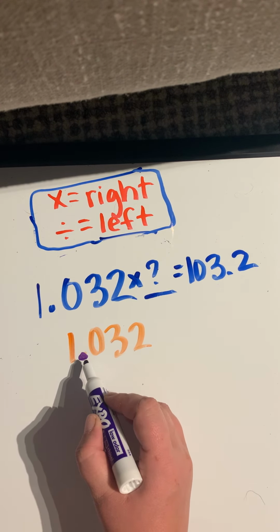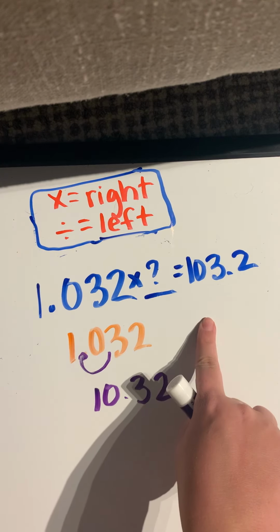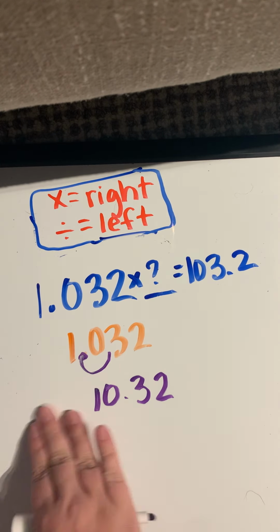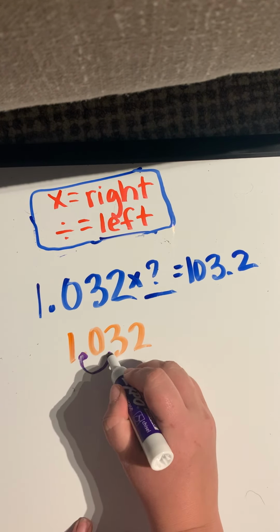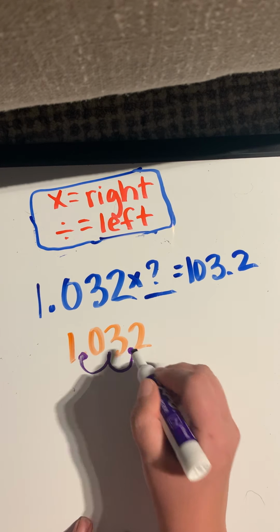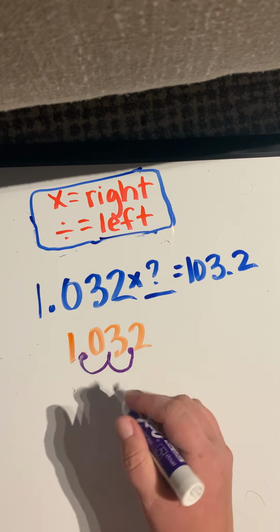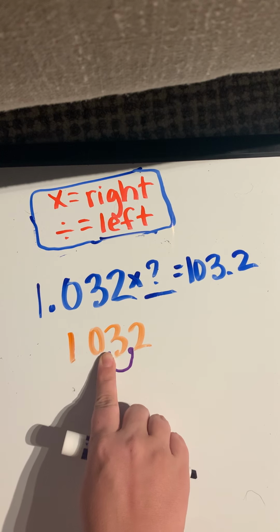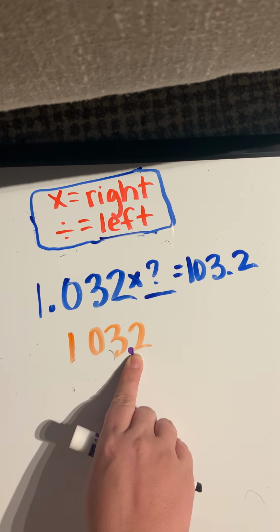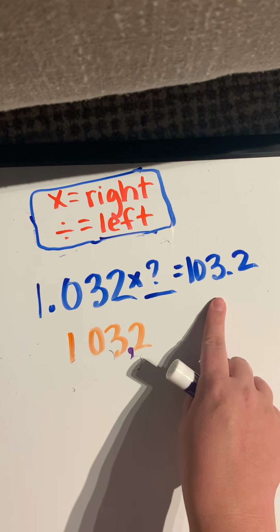I moved to get from here to here 2 spaces. 1. Is that what we're looking for? No. I need to move it again. Go to the right. 2. All right, let's rewrite that and see what it looks like now. Is that what I needed?